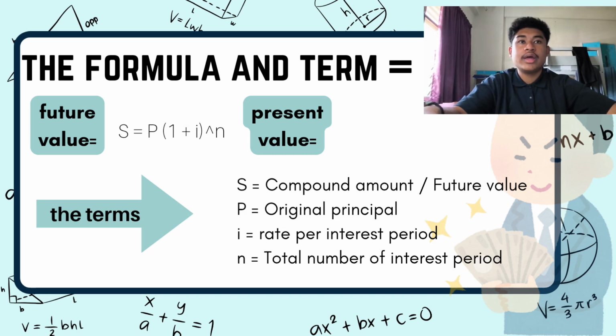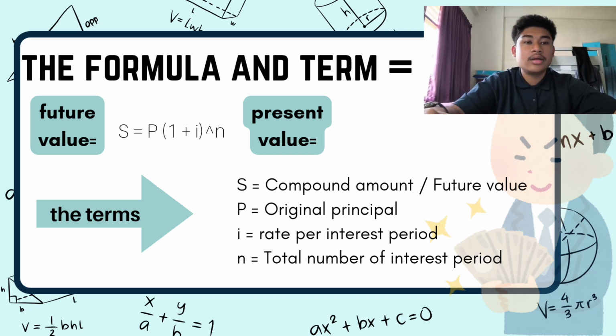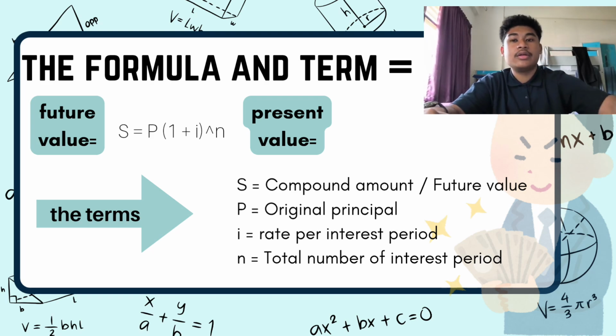We have the formula and terms of compound interest. First, the formula for future value: S equals P bracket 1 plus i close bracket to the power of n. The second is present value: P equals S bracket 1 plus i to the power of negative n. The terms are: S is the compound amount or future value, P is the original principal, i is the rate per interest period, and n is the total number of interest periods.